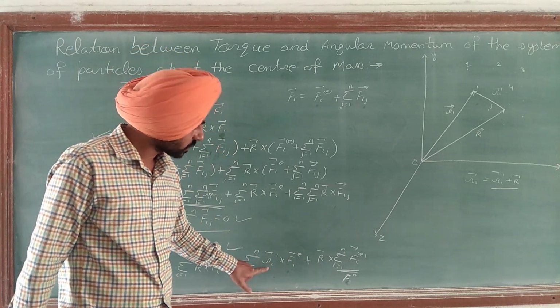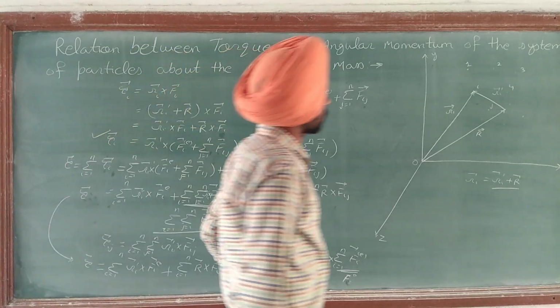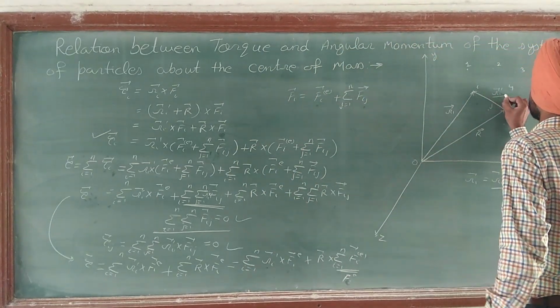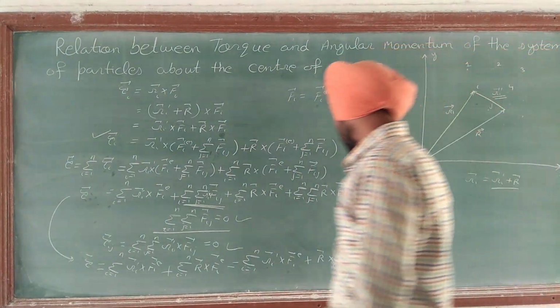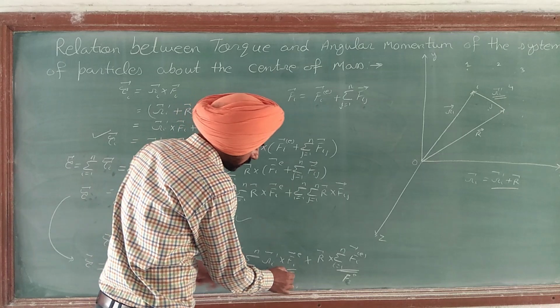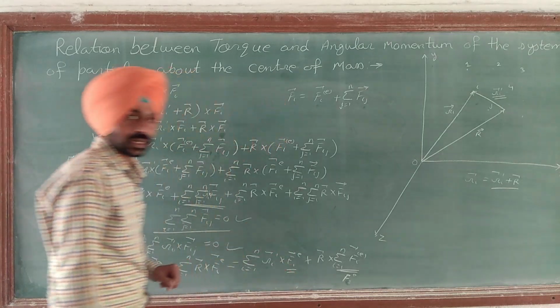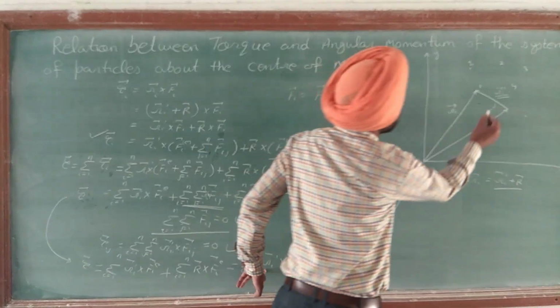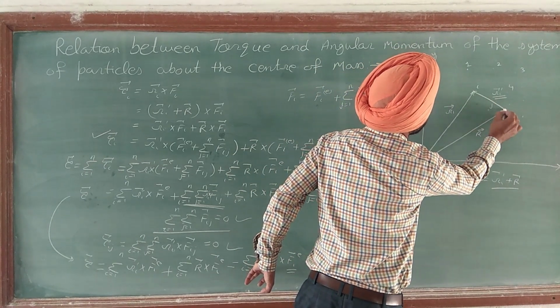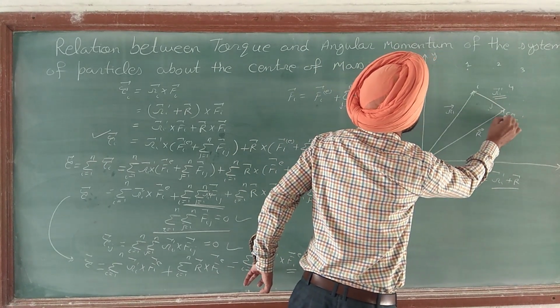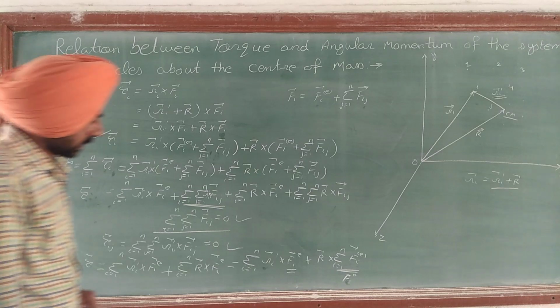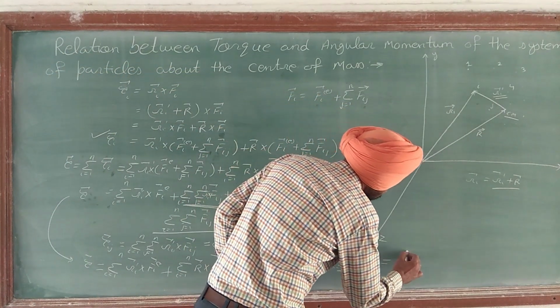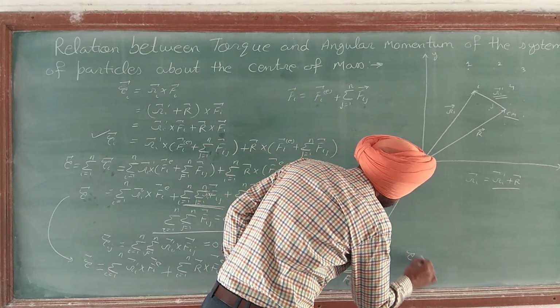This torque is about the center of mass because this Ri prime cross Fi is the external force acting on the ith particle. So this is the total external torque acting on the system relative to the center of mass. We can write it as torque Cm.